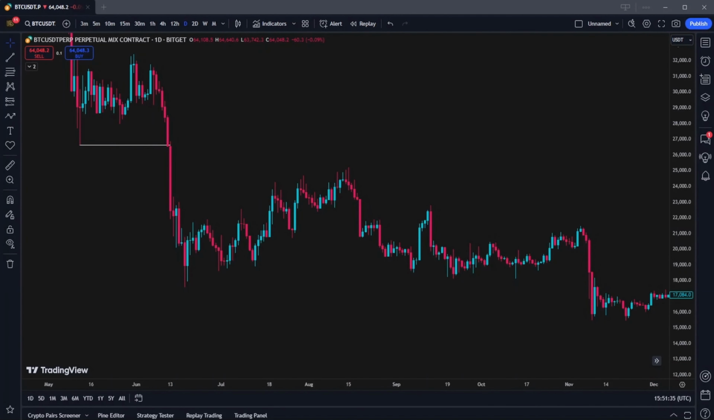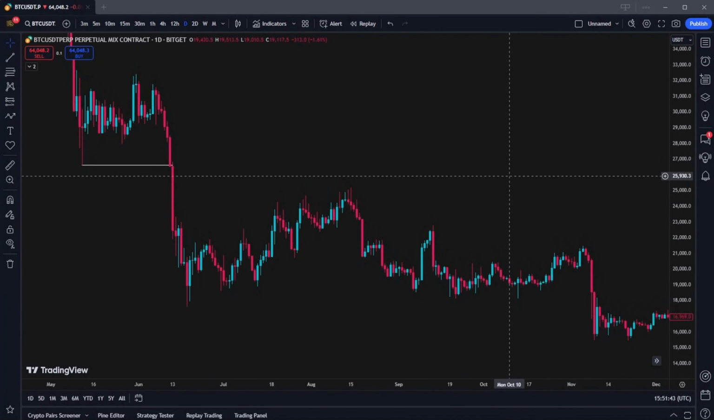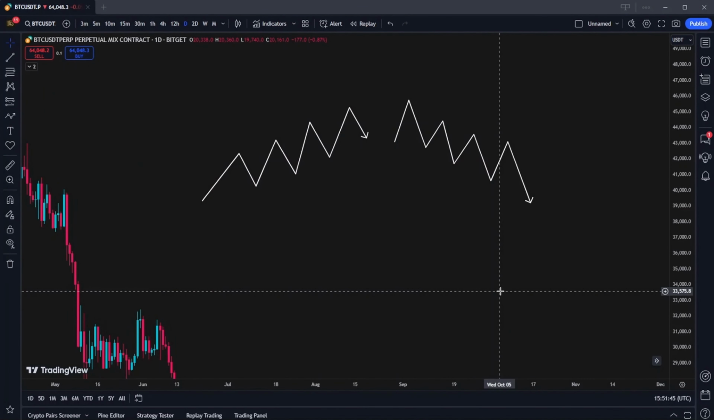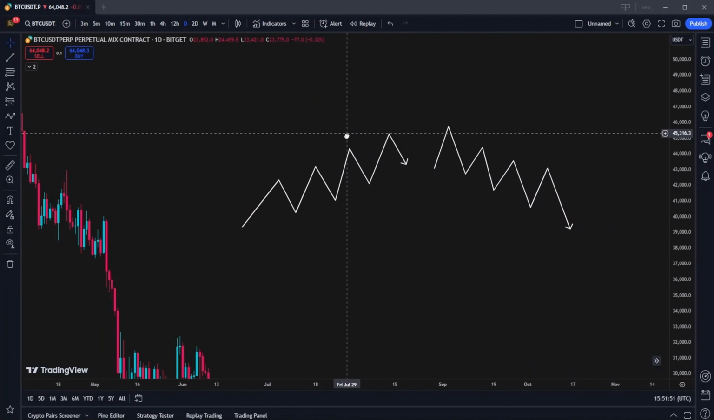Now that we've covered all of the essential basics, we're going to move on to stuff a bit more advanced, such as the break of structure. A break of structure happens when the price moves beyond a key support or resistance level. This break can indicate a potential change in the market direction or confirm the existing trend.